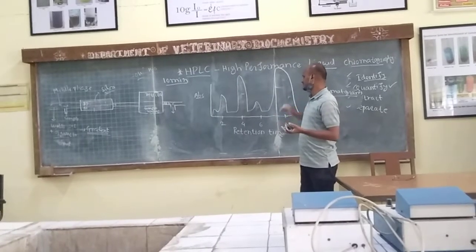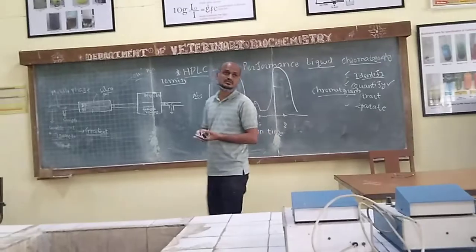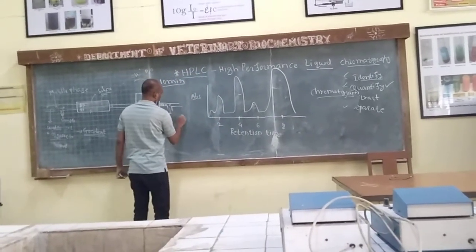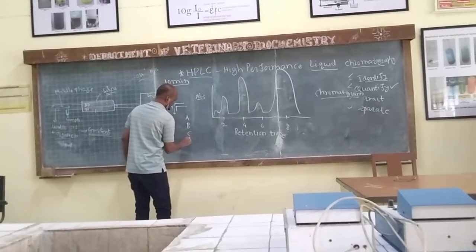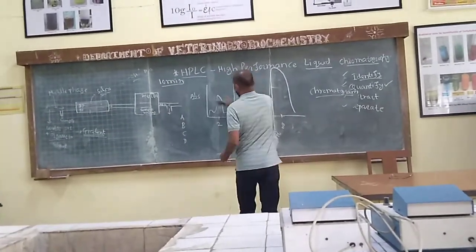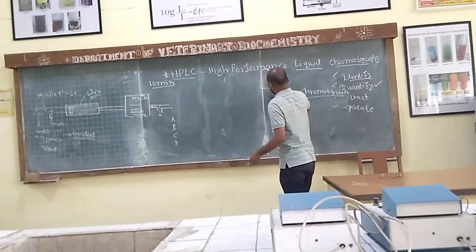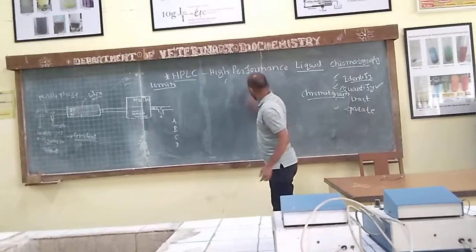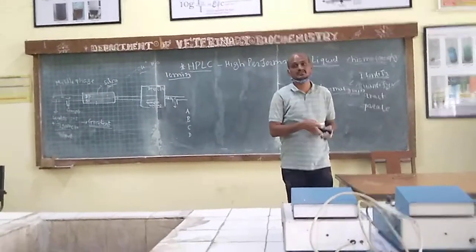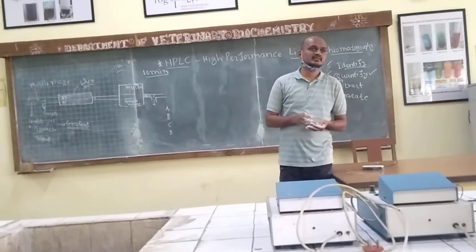So this is basically high performance liquid chromatography, which is used to separate compounds. Now we have got A, B, C, D, the compounds we have got from this chromatography. Now, what is your job? If you are doing some research, because you are a master student, what can you do with this?